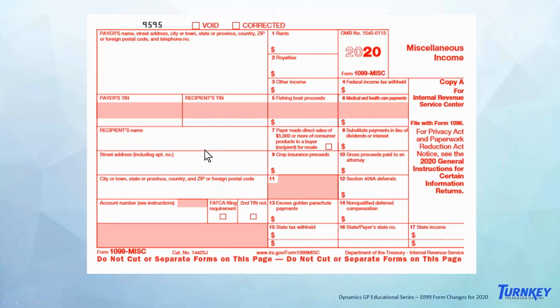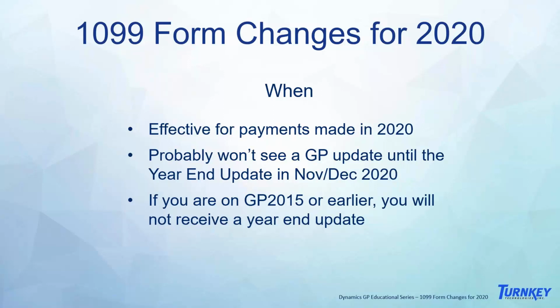So you can see this is what the new form is going to look like. Again, the form doesn't change that much, just the line numbers have changed. And so your tracking in GP is going to have to reflect those new forms, those new lines. All right, so when does this all take place? Well, it's happening right now. It's effective for any payments made in 2020. So payments made from the first of the year are already impacted by this new reporting requirement.